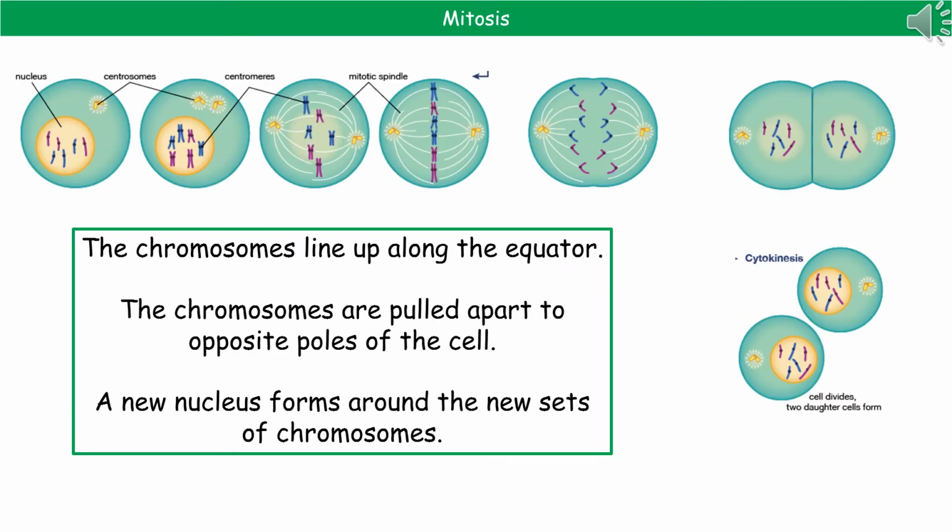When it then comes to the process of mitosis, the first thing, the chromosomes line up along the equator, which is the center of the cell. Then they're pulled apart to the opposite poles of the cells by these spindle fibers. Once that's occurred, a new nucleus forms around the new sets of chromosomes, and then we're going to go on to our last process, which is cytokinesis.